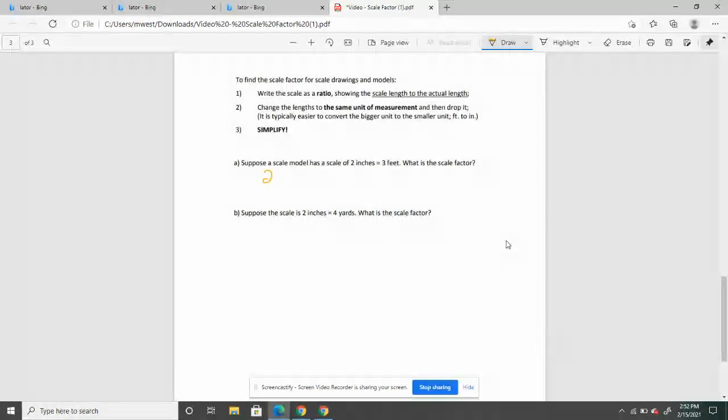Here we have 2 inches to 3 feet. Can anybody tell me how many inches are in a foot? So we have 2 inches, and 3 feet is 36 inches because 3 times 12. All right, and then you just divide to make that 1. So 1 inch is equal to 18 inches as a scale factor.